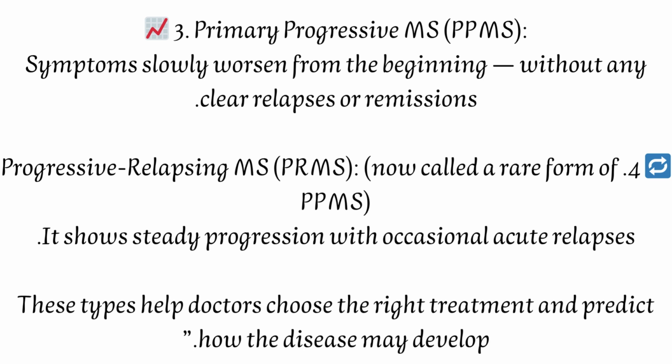3. Primary progressive MS, PPMS. Symptoms slowly worsen from the beginning, without any clear relapses or remissions. 4. Progressive relapsing MS, PRMS, now called a rare form of PPMS. It shows steady progression with occasional acute relapses. These types help doctors choose the right treatment and predict how the disease will behave.